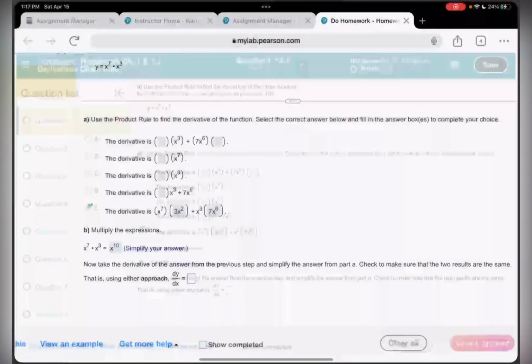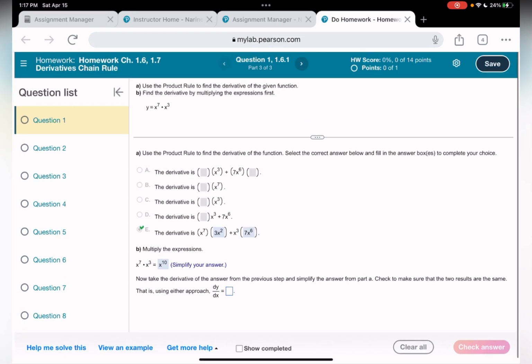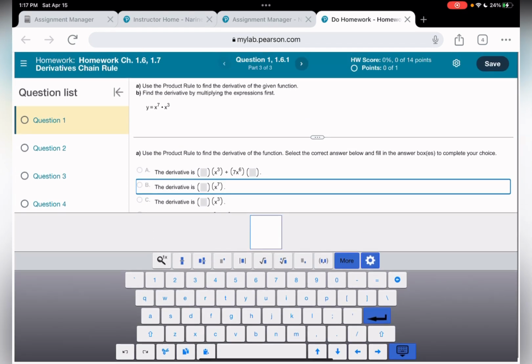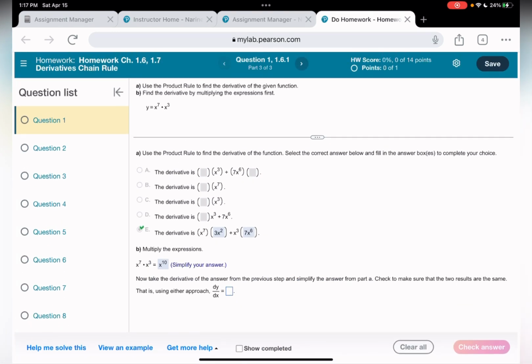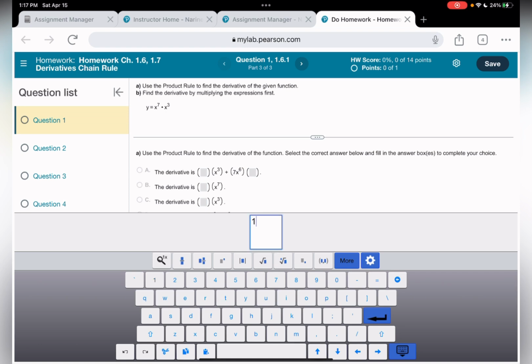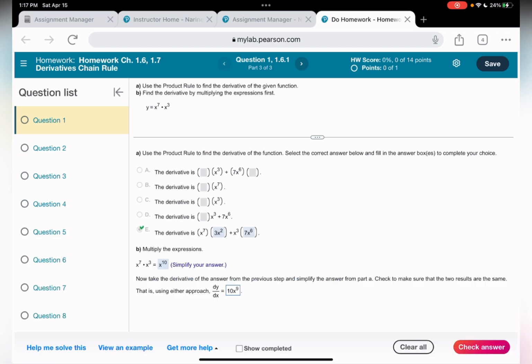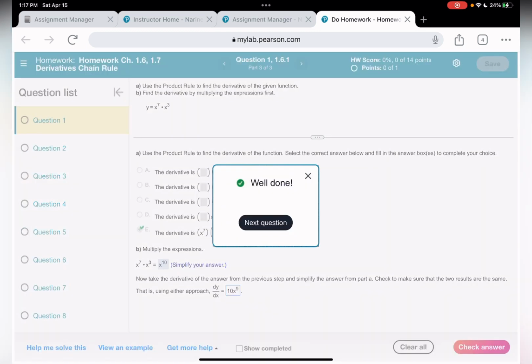Okay. 10x to the power 9. They want to compare. Okay, they want you to compare how much is the product of the original multiplication and how much is the product of the derivative. So we get 10x to 9. Nice work. So as you can see, the product of the original problem is x to the power 10, and the product of the derivative is going to be 10x to the power 9.